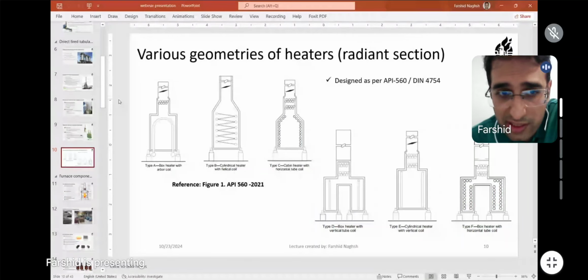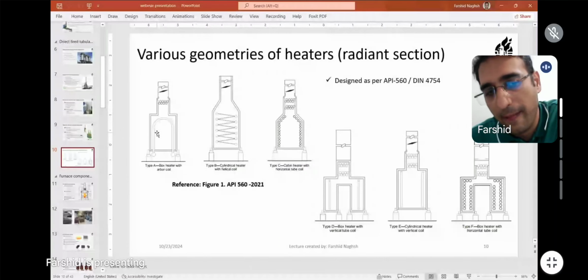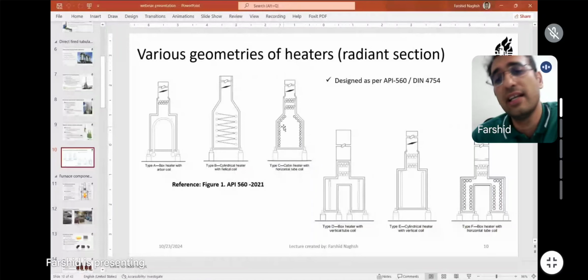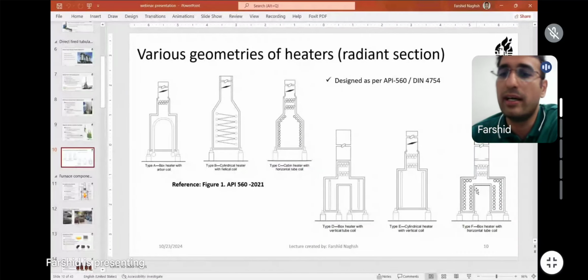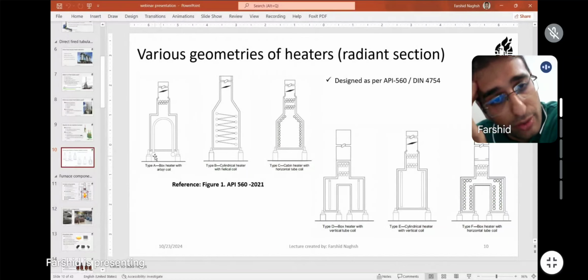The burners are installed inside, the main heat transfer happens inside the radiant section, and due to the change of geometry, the tube configuration here also changes. So let's start with type A, box heater with arbor coil.